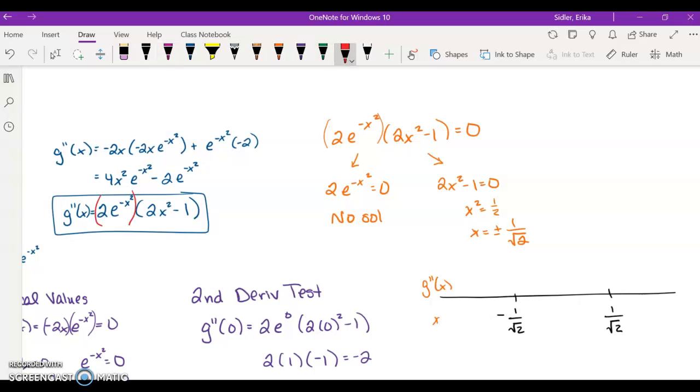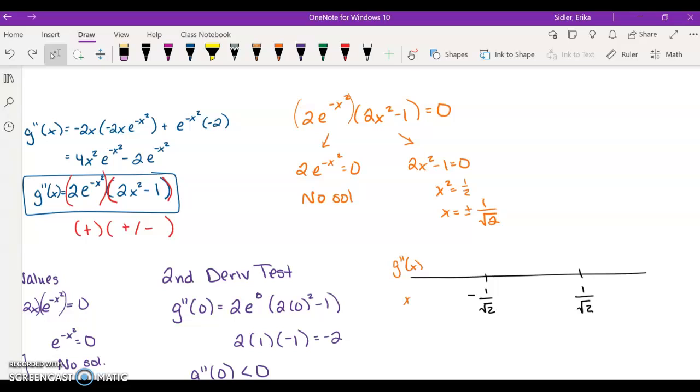this piece of it. When you take 2 times e to a power, that's always positive. So we really only have to consider whether this piece is positive or negative, and that will tell us if our entire second derivative is positive or negative. So if I plug in 0, it's going to be like 2 times 0 minus 1. That's negative. If I plug in some huge number, 2 times a million squared minus 1, positive. If I plug in negative a million, square it, you're still going to get 2 times a million squared minus 1, still positive.